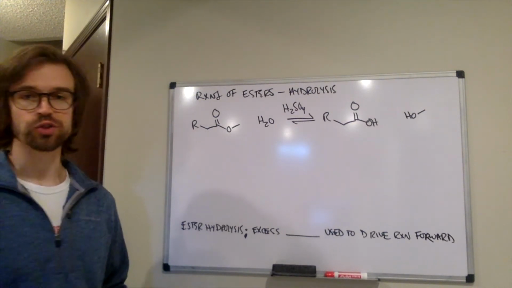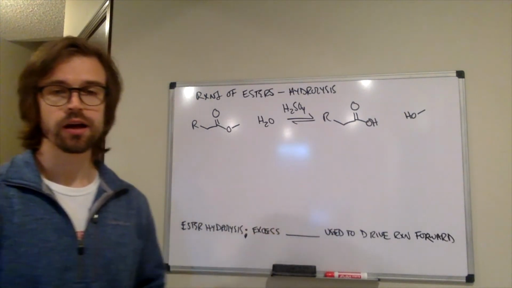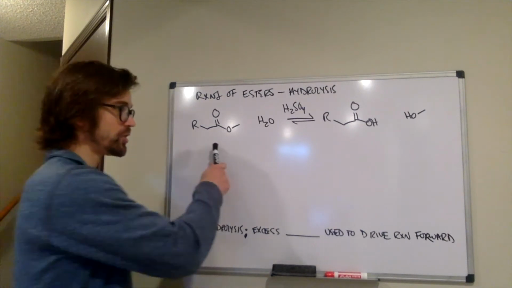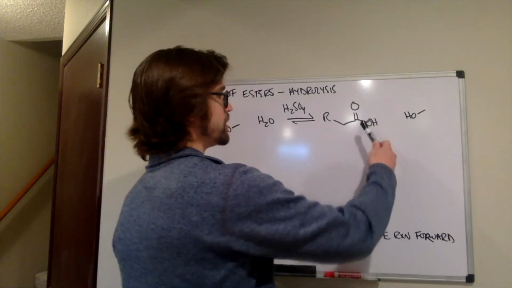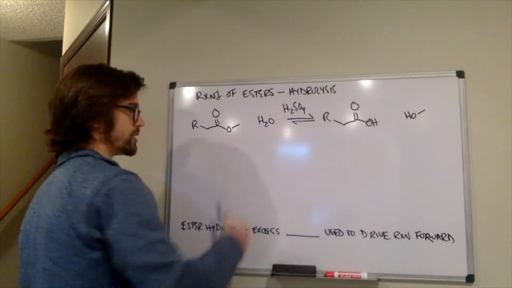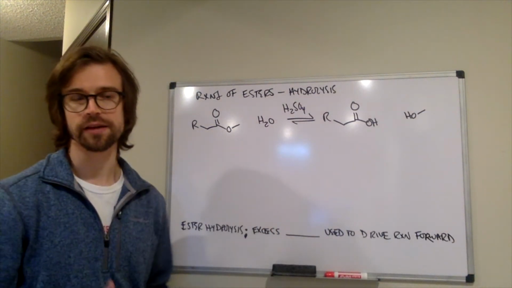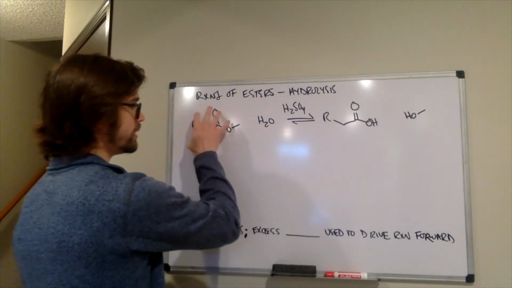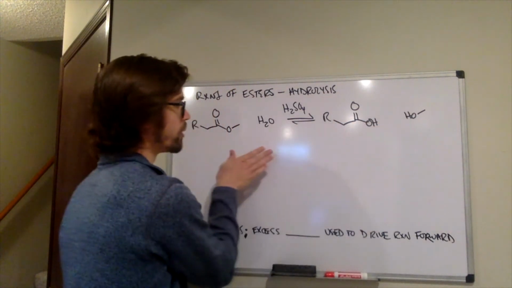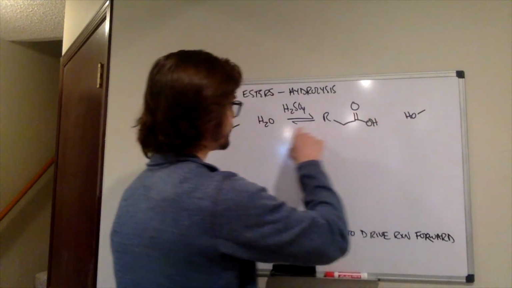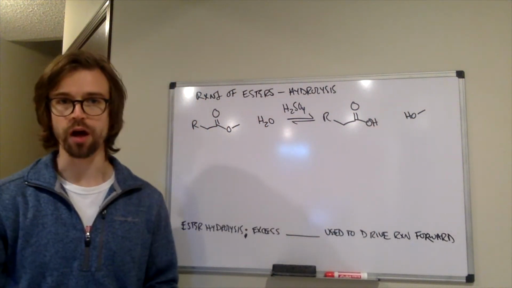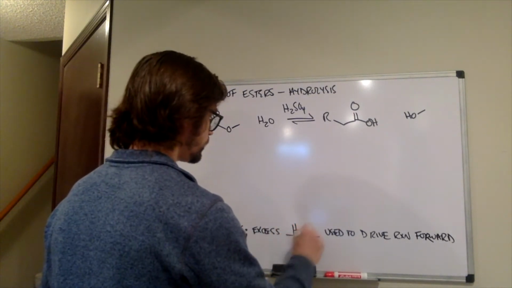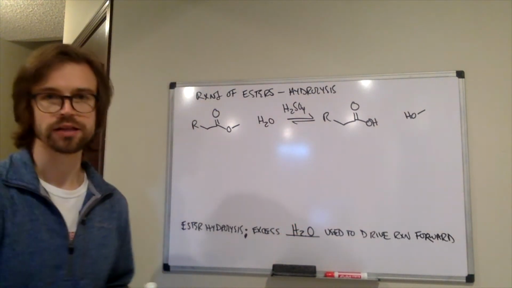So what is driving this reaction one way or another? This is the same situation as the carboxylic acids to the esters. It's just driven by an excess of the reagents. So if we want to push it backwards to this side, we have an excess of the alcohol. If we want to push it forward to the carboxylic acid, we have an excess of the water around. So in ester hydrolysis, excess water is used to drive the reaction forward.